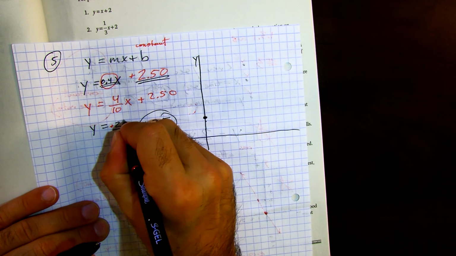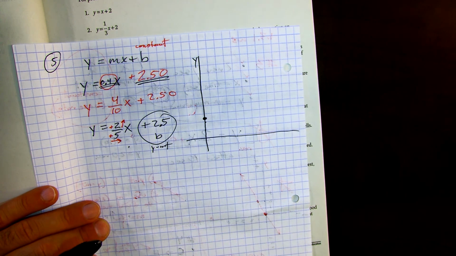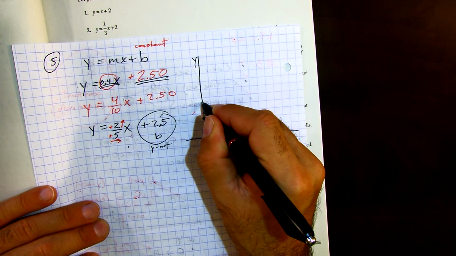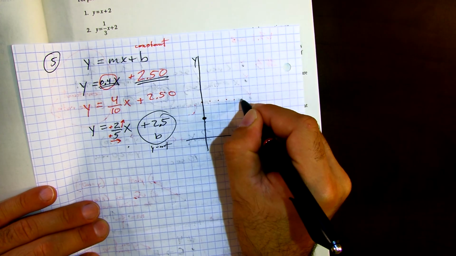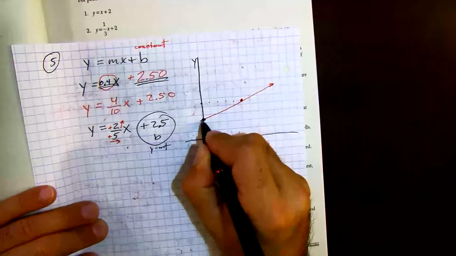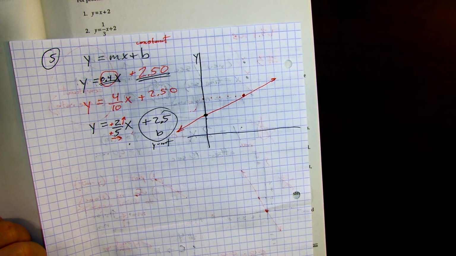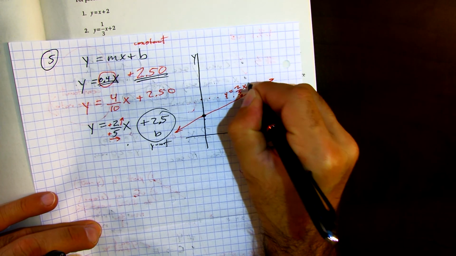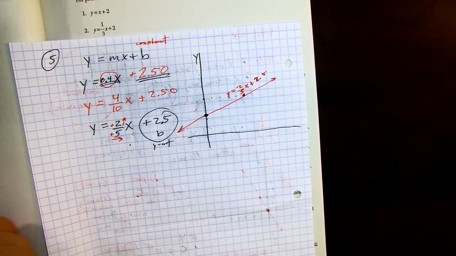Our steps are going to be +2, that's going to be up, and +5, that's going to be to the right. So from here, I need to go up 2, 1, 2. I need to go over 5: 1, 2, 3, 4, 5. Done. So this is y is equal to 2/5 x plus 2.5.